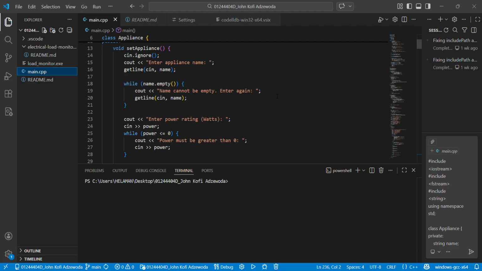So users can also better manage the energy they use in reducing electricity costs. The project demonstrates practical use of programming, file handling, and object-oriented programming concepts. Thank you very much, sir.